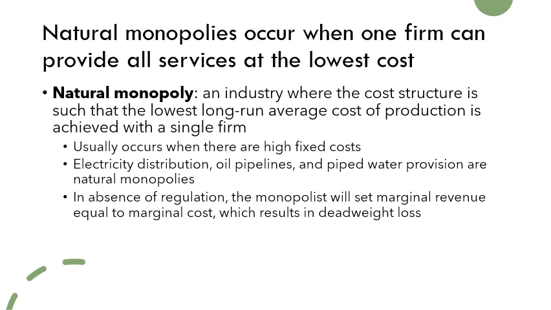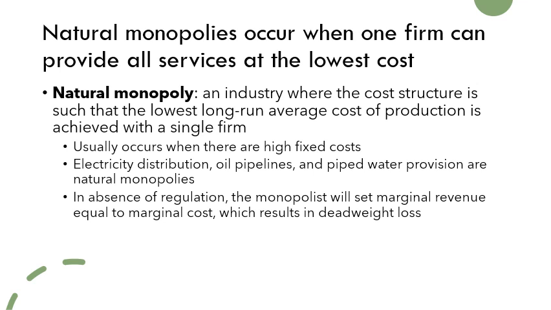Natural monopolies occur when one firm can provide all services at the lowest cost. So natural monopoly is an industry where the cost structure is such that the lowest long-run average cost of production is achieved with a single firm. This usually occurs when there are high fixed costs, like in electricity generation, electricity distribution as well. Oil pipelines and piped water provision are natural monopolies. This makes sense because you can imagine it's cheaper to produce one large transmission line than hundreds of small ones.